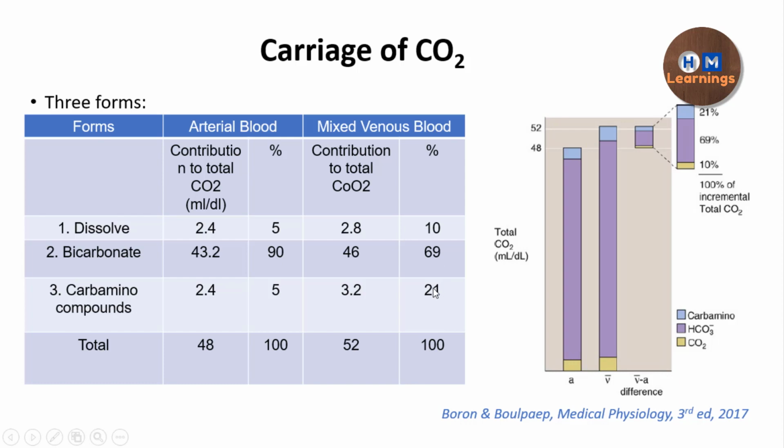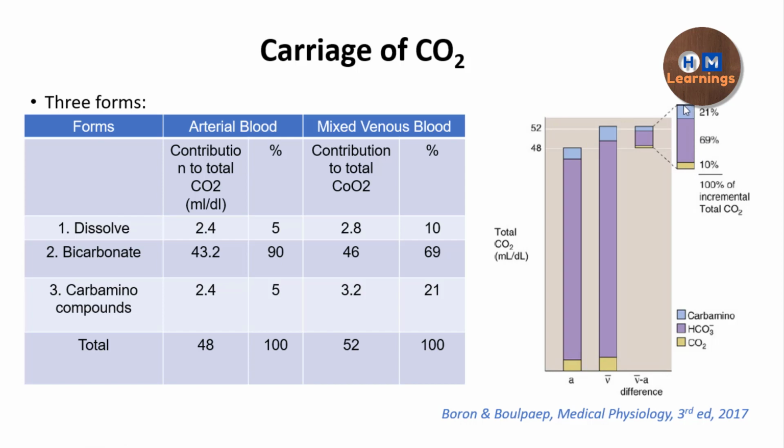Okay, and that is how the body compensated for the increment of the carbon dioxide, so that it can remove this carbon dioxide and maintain the body in a steady state. So this 4 ml per deciliter is increased, and of that, 10% is transported in the dissolved form, 69% by the bicarbonate, and 21% by the carbamino compounds.